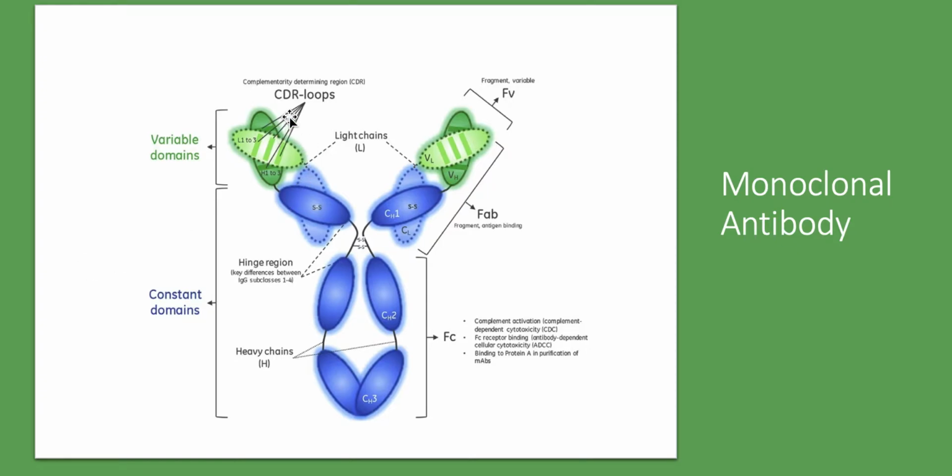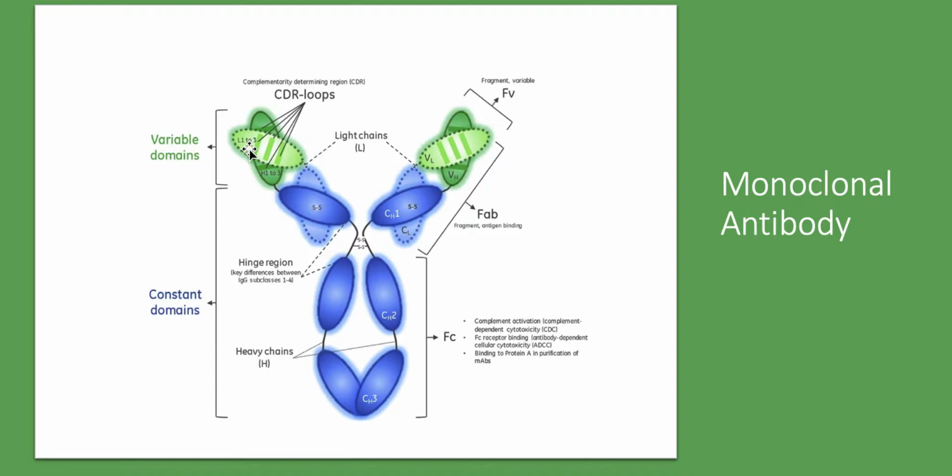And then it has a CDR loop, which is the complementarity determining region. Each variable segment, on both the light chain and the heavy chain, has CDR loops embedded into the segment.